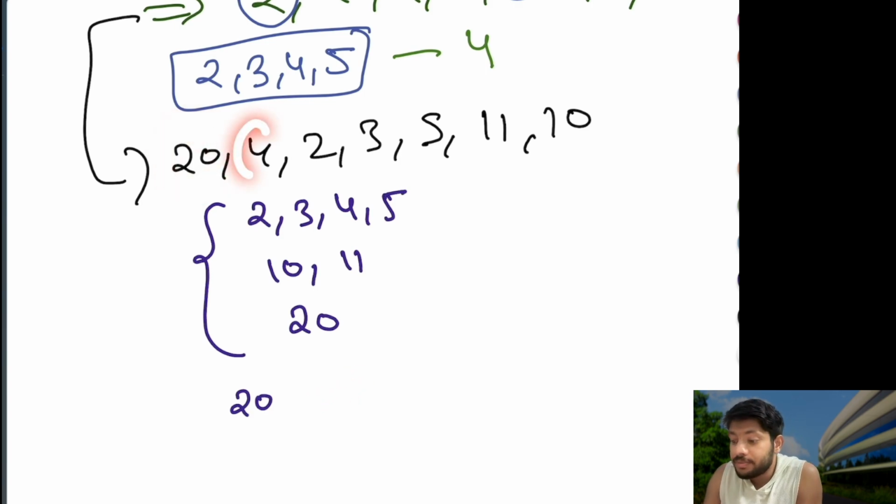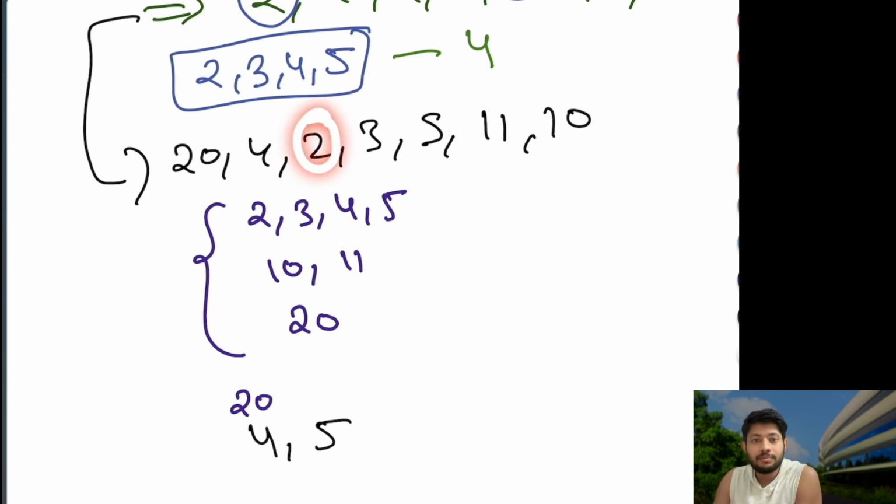Now I'm saying that 4 is my starting element. If 4 is my starting element, the next element I want is 5. I have a 5, right? The next element I want is 6. I don't have a 6. So if 4 is the starting element, then 4, 5 is one of the sequences. Then I can say maybe 2 is the starting point of a sequence. Then 2, I got a 3.